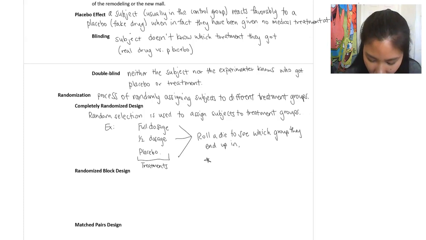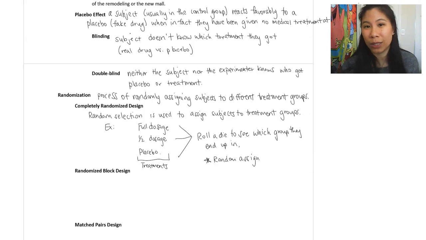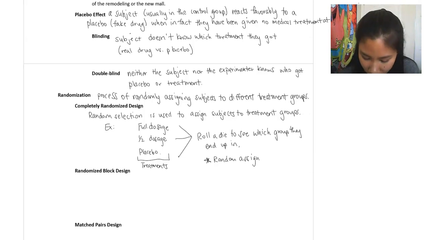Okay, so I'm just going to put a little star at the bottom. The whole point of this random assignment into groups is to eliminate, or try to eliminate, confounding variables.